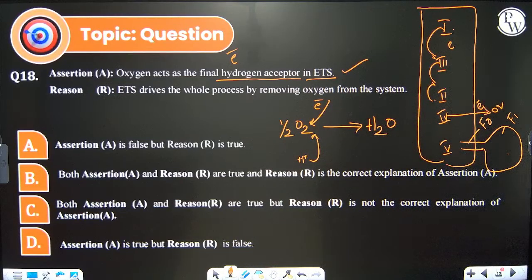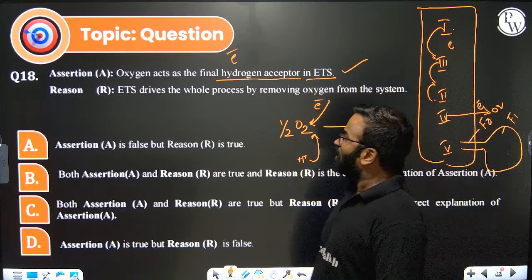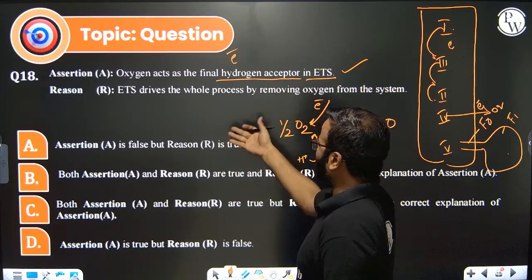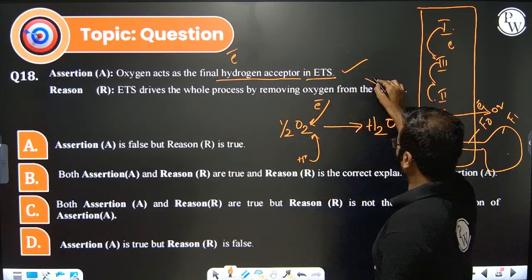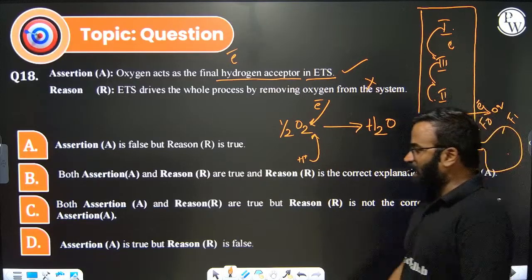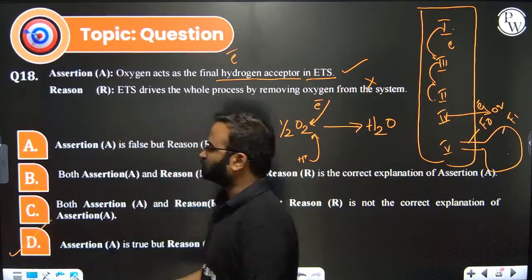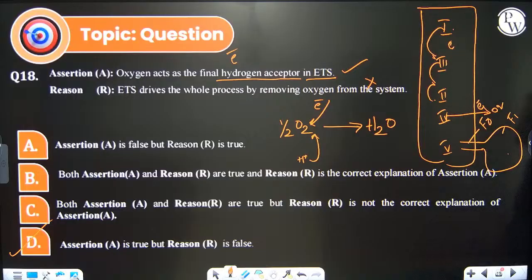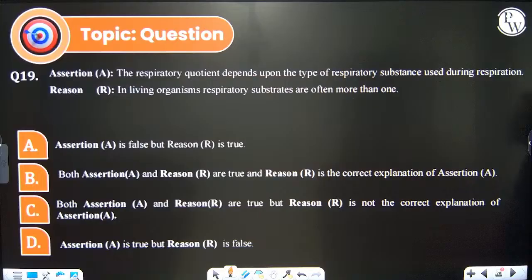What does the second statement say? ETS drives the whole process by removing oxygen from the system. Oh no, it goes entirely opposite to that of ETS. It needs oxygen there. So it is wrong. So I would go with D as our answer. Hello? Is it clear? Is it clear? Let's see the next question.